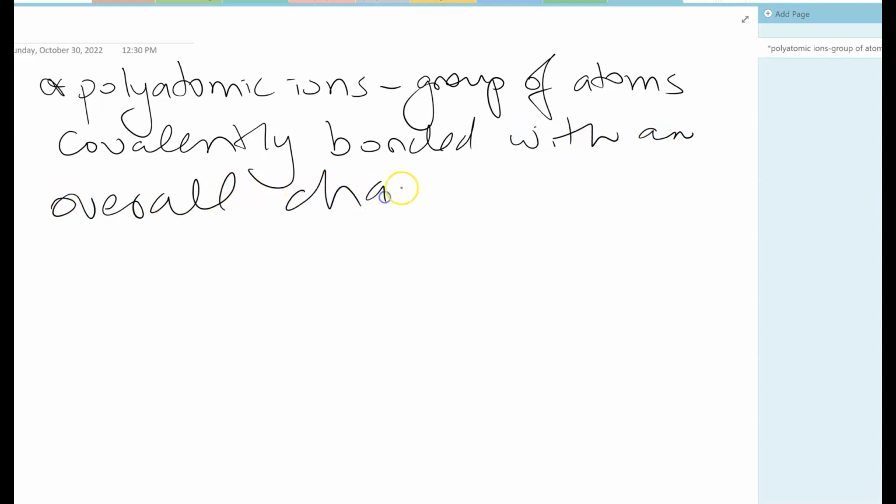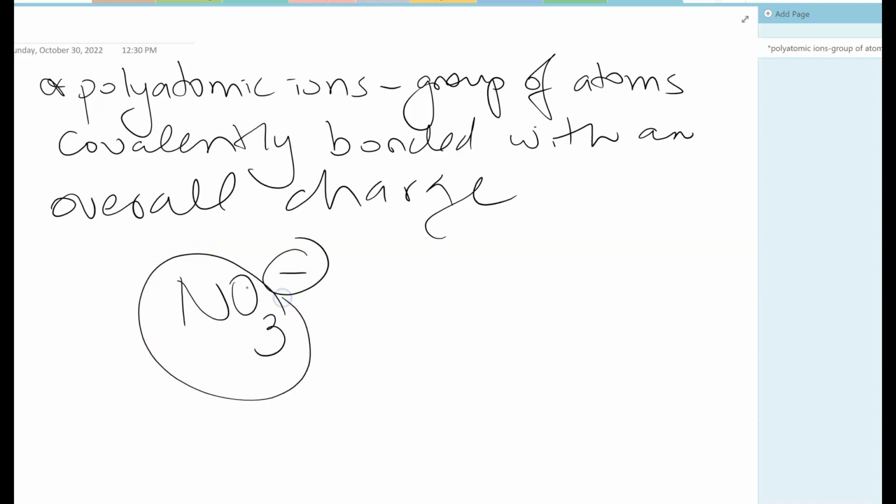So you get the list of polyatomic ions. You don't have to memorize them, along with the charges. So what is an example of one? It'll look like this, NO3, and it'll have a minus. This minus charge belongs to this entire compound. The nitrogen and the oxygen are covalently bonded together. And now the name of this polyatomic ion is nitrate.